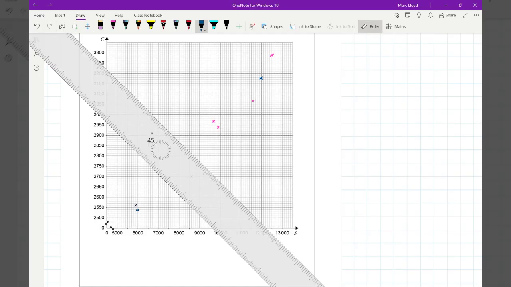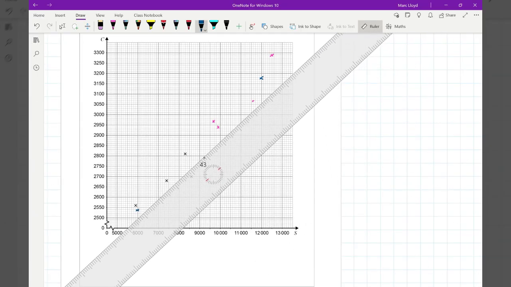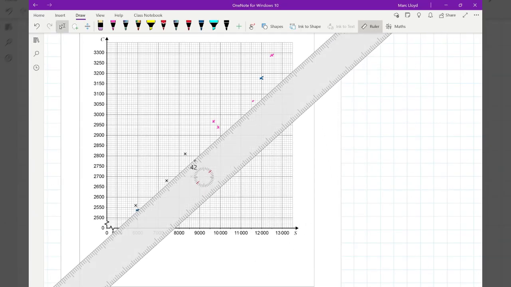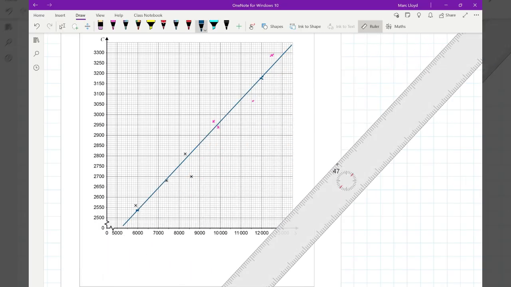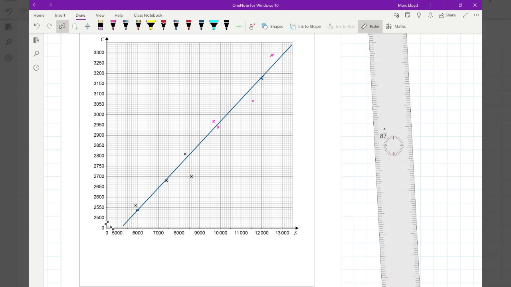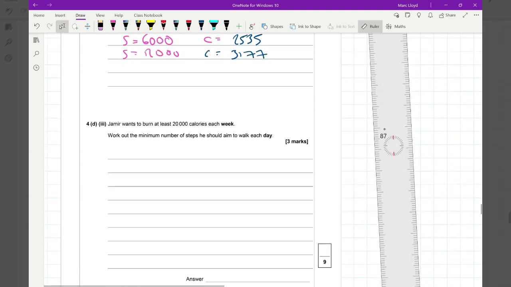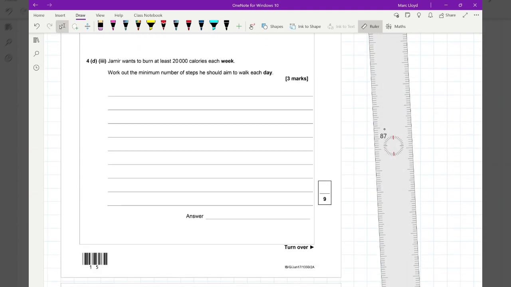And then finally, just to draw that regression line, we need to get our ruler in place and join up those 2 points. That looks pretty good. Draw through them, and we've done that nicely. Okay, so down we go. Back to part D, part 3. Jamir wants to burn at least 20,000 calories each week. Work out the minimum number of steps he should aim to walk each day.